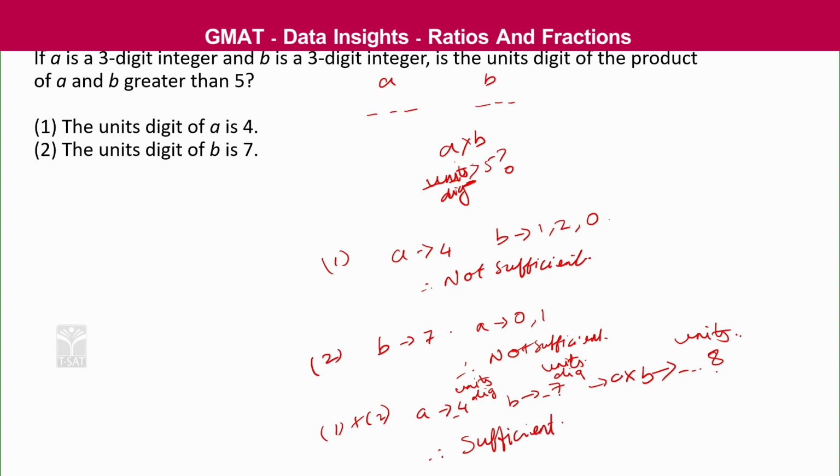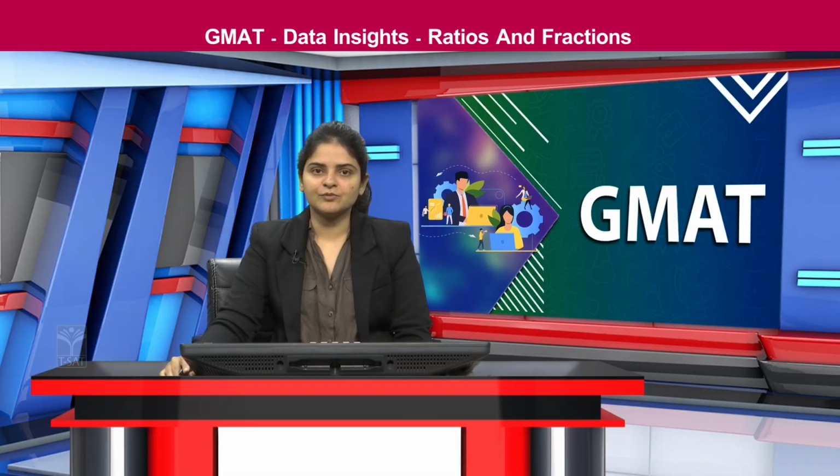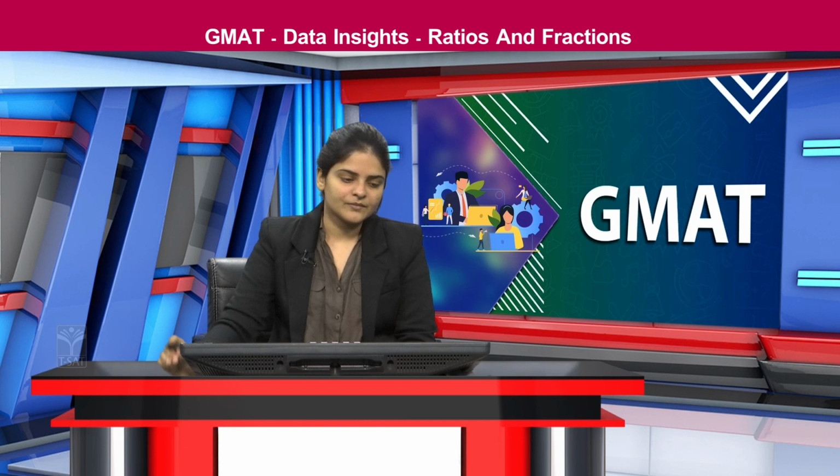So, when statement 1 alone is not sufficient to answer the question, statement 2 alone is not sufficient to answer the question, but statements 1 plus 2 together are sufficient to answer the question, the answer becomes option C. Answer option C is our answer. Let us move to the next question now.